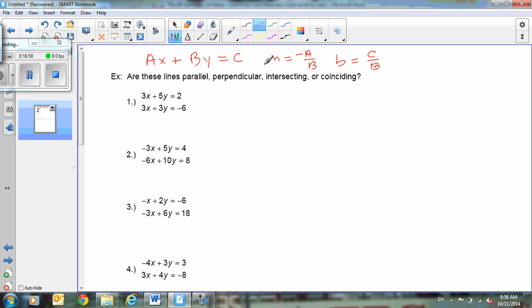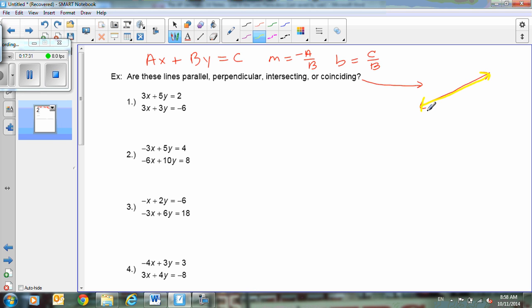So let's use this information, slopes and y-intercepts if necessary, to determine if these pairs of lines are parallel, perpendicular, intersecting, or coinciding. Now, we talked about the first three yesterday, three relationships between two lines in the 3.5 lesson. We didn't mention coinciding, so let me just mention very quickly, if two lines are coinciding, that just means they're the same line. We have one line graphically that lies right on top of another line.